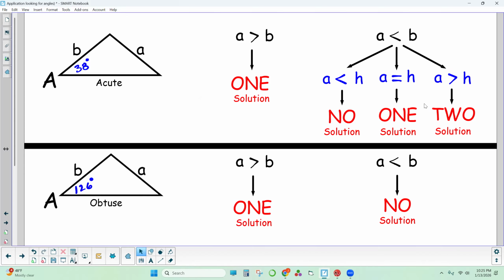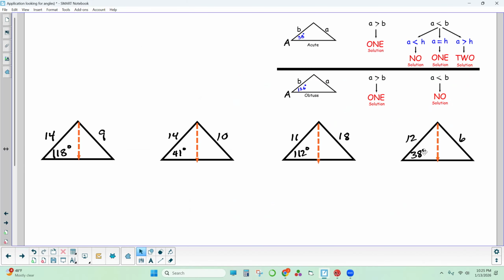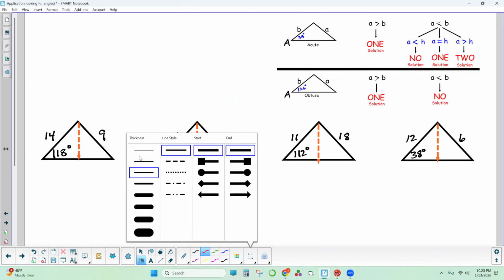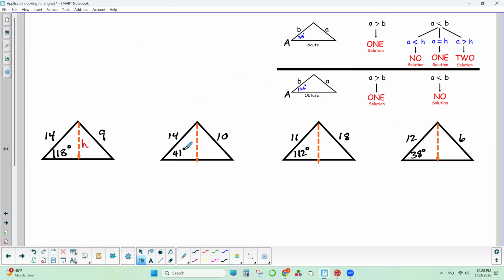We're going to look at a few triangles here, and all we want to do is use the chart and determine if we have none, one, or two solutions, because you've got to get that down first before you can go and solve these. The orange line is a height, so I'll put an H next to it. We're going to practice using this flowchart that I've got up here in the right-hand corner.